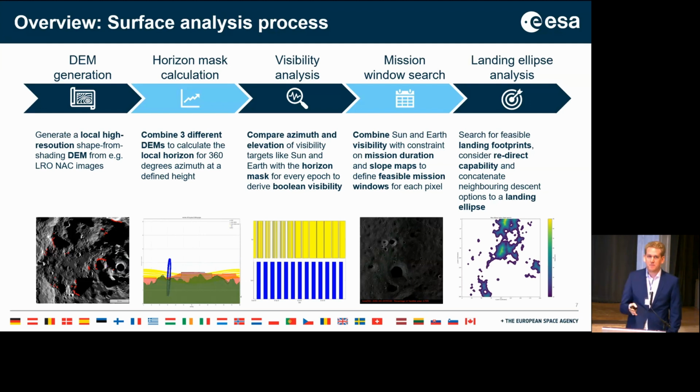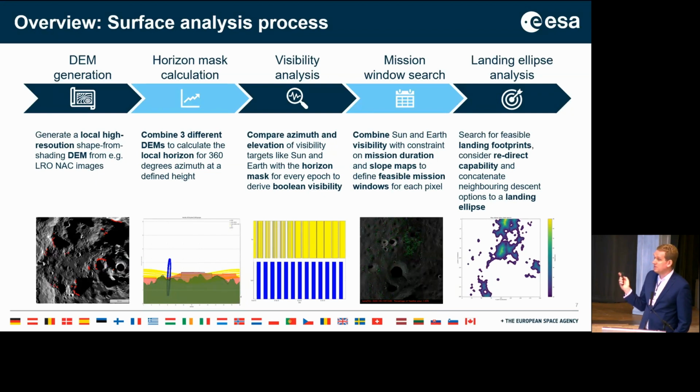So we're generating the DEM on the very high resolution around the area that we are interested in. We calculate the local horizon mask, compare this in the visibility analysis to the position of sun, earth, or any artificial target there is. And then have time-dependent visibility. We look for mission windows, whatever the constraints are, depending on the different heights. And in the end, we come to the landing ellipse analysis, either understanding which landing accuracy is required or having a fixed accuracy because we know which lander it will be, and then look at which sites we can land and which might be more valuable in terms of science and safety.